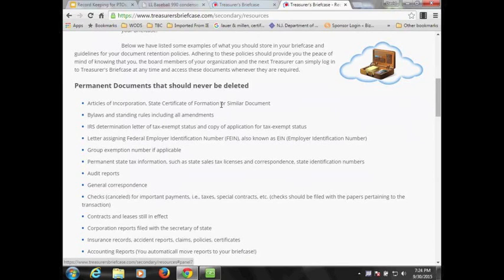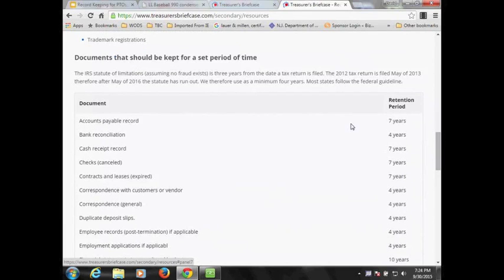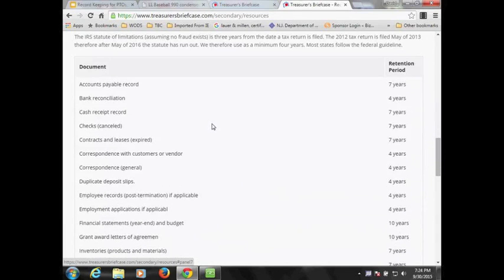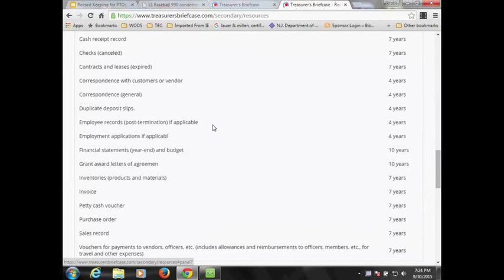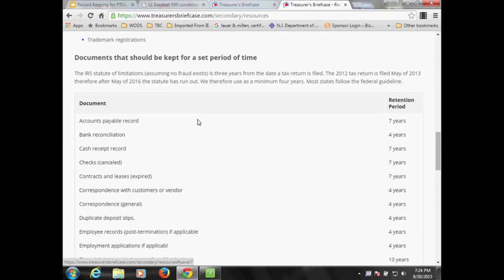that you would want to keep for a lifetime. We also have a section down here where we detail how long we suggest keeping various records, anywhere from 4 years to 7 years to 10 years. It's a great tool. I suggest you review it. It'll help you stay on point with your record keeping.